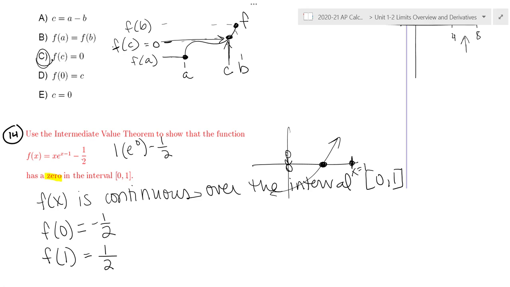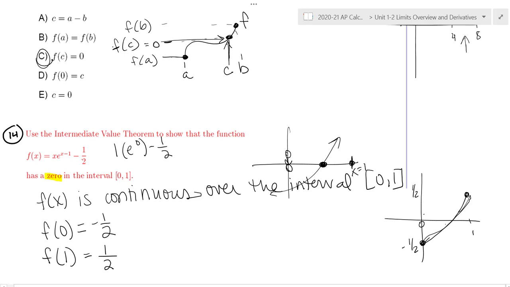So I can already see that if the function is continuous, and if I plug in a 0, my output is negative 1/2. So going back to my graph here, if I plug in a 0, my output's negative 1/2. If I plug in a 1, my output is positive 1/2. Then I know that if this function is continuous, at some point it's going to have to cross the x-axis and give us an output of 0.